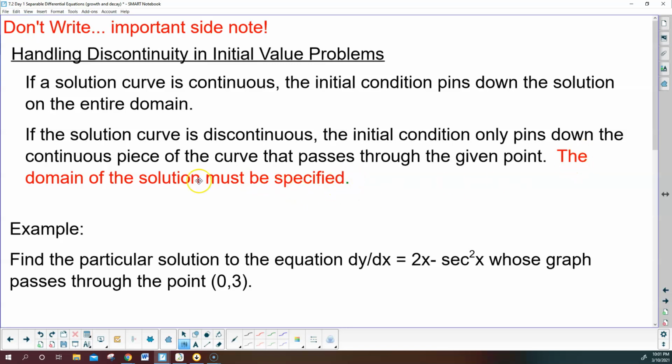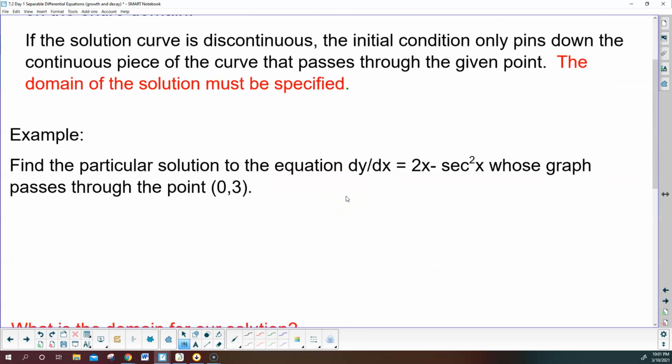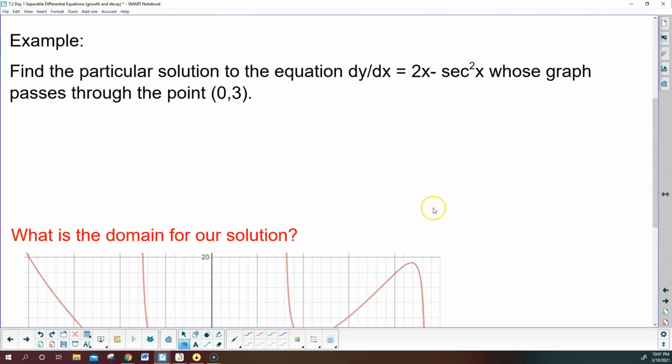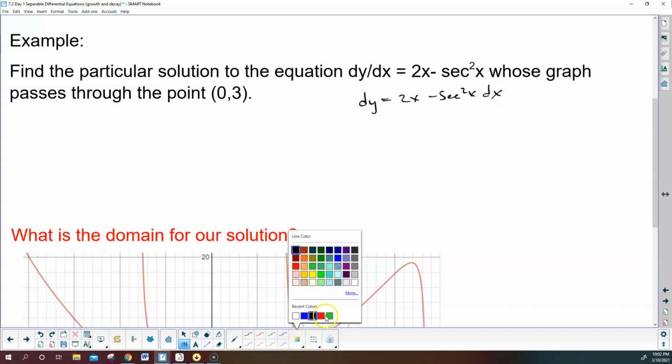Good news, I haven't seen a lot of that on the AP test, but that's not to say that it's not there. So let me show you one quick example on how this works, and we'll view it from a graph so you can just see what works. Find the particular solution to the equation dy/dx, and here's the equation. Well, what I'm going to do first is I'm going to separate. There are no y's, so this is just a really friendly problem for us now, because we don't have to separate the x's from y's. I'm just going to bring the dx over, and I'm going to write my equation.